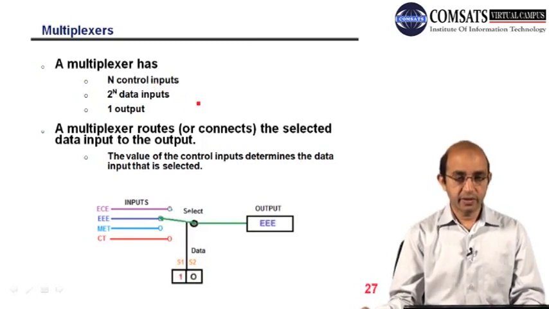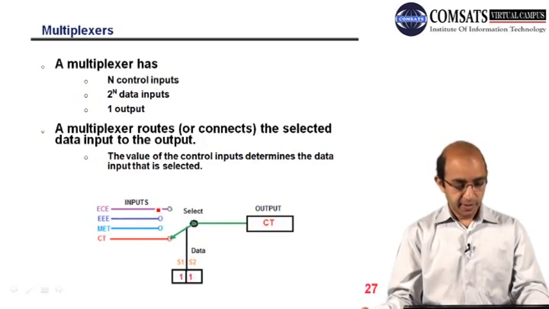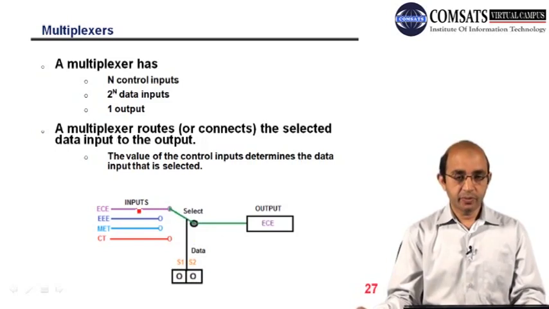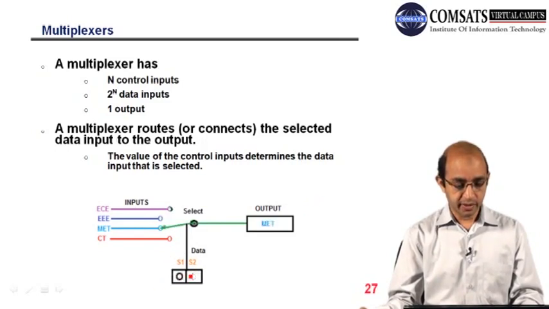So we can have n control inputs, and then 2 raised to power n data inputs, and 1 output. You can see we have 1 output. Here we have 4 different inputs, and to control the 4 inputs we need 2 control lines, since 2 raised to power 2 is 4. So we need 2 control inputs.